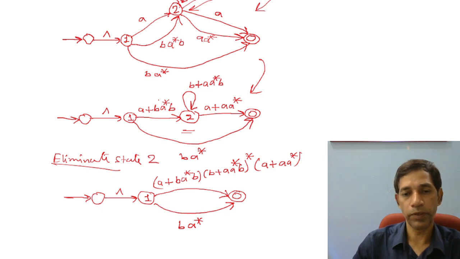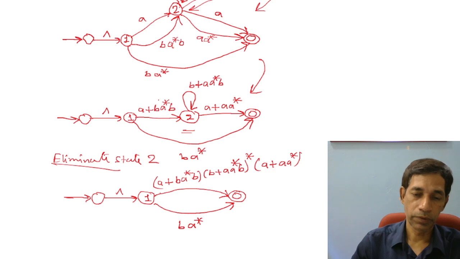So whenever you have bypassed and eliminated the state 2, you have this resulting form. And again here you have two parallel edges, so you can unify them. Once you unify them, then you have the BA Kleene star plus all such things.